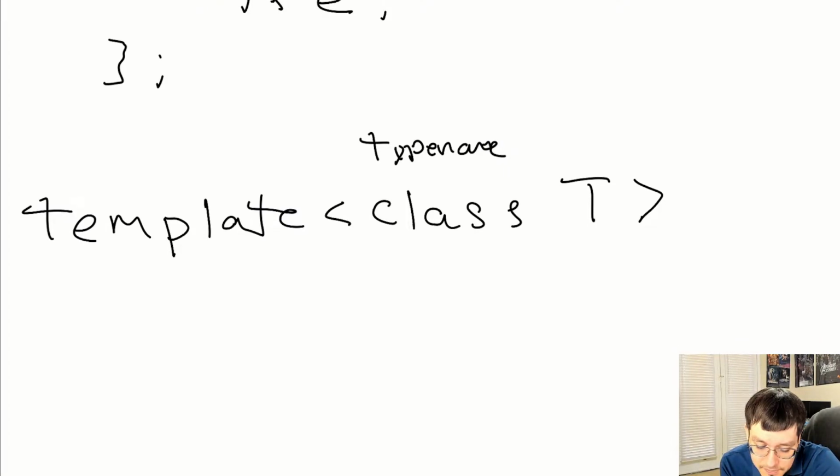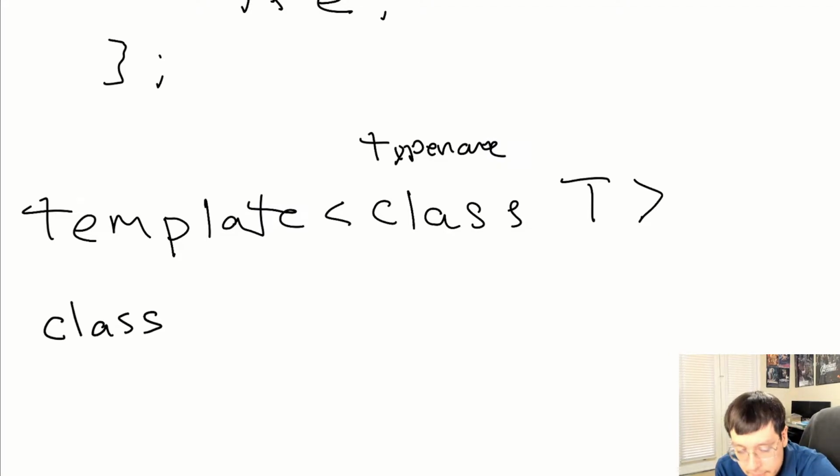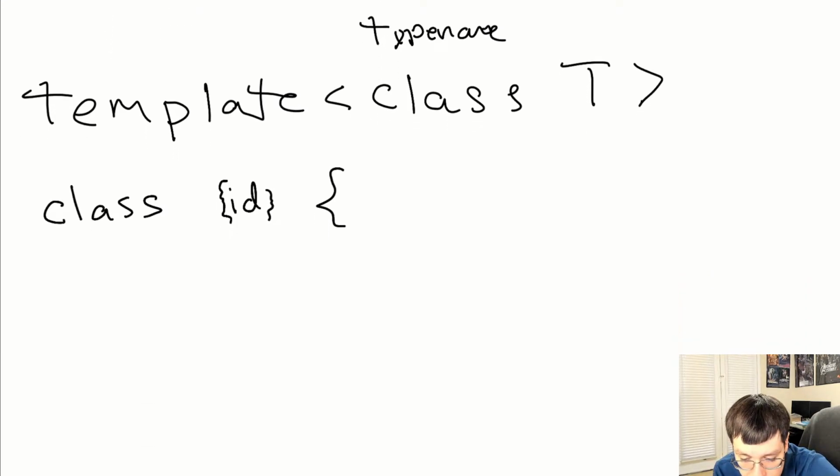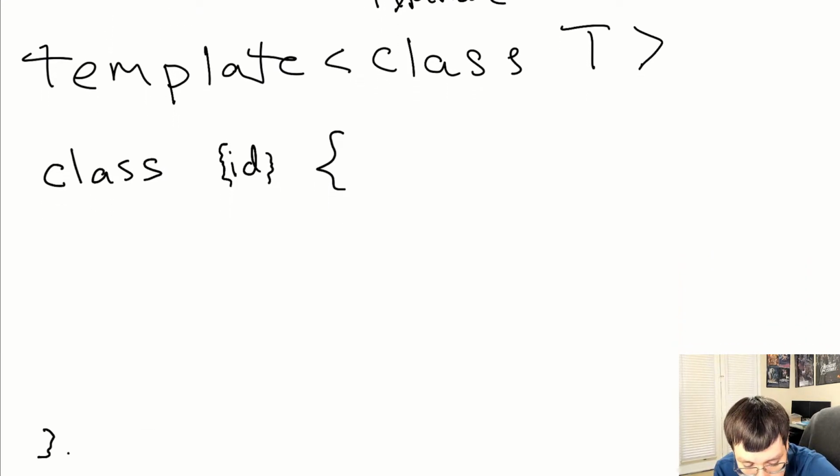So, template, class T. Because this is a template class, or a class template, you're going to write the word class here. I guess in theory you could do the word struct, but stick to C++ syntax. And then you're going to put the identifier of your class, this represents the identifier. Then start your class, and close your class down here.